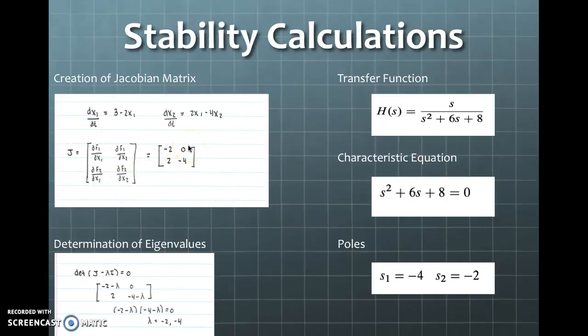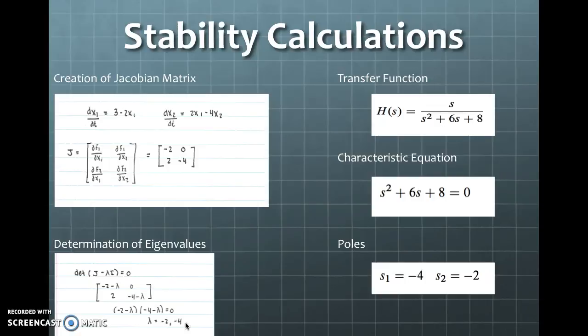Once the Jacobian is created, the eigenvalues of the Jacobian must be calculated. This is done down here where I show how to take the determinant of the Jacobian matrix. For this specific example, we see that the eigenvalues are -2 and -4. All entries in the Jacobian are real, so we can have positive, negative, and complex eigenvalues as a result.